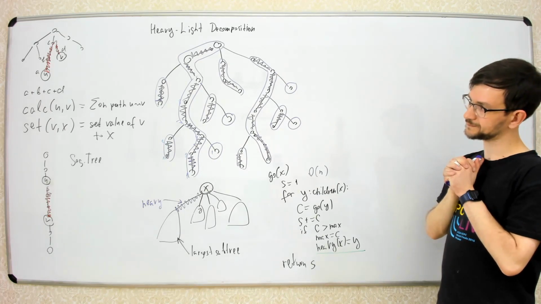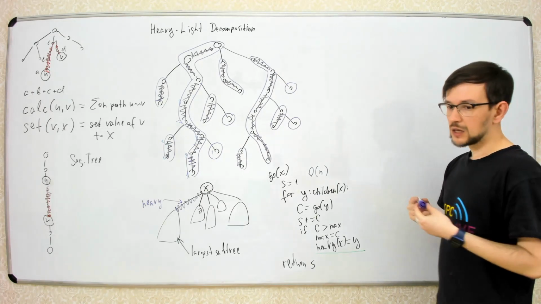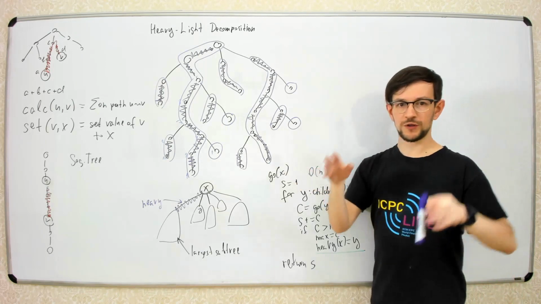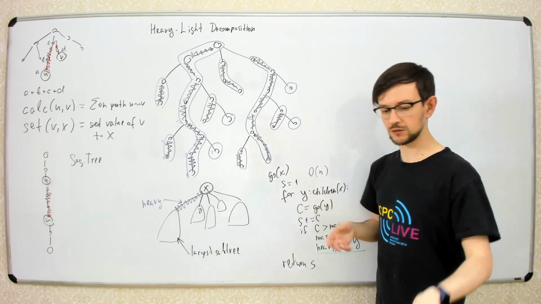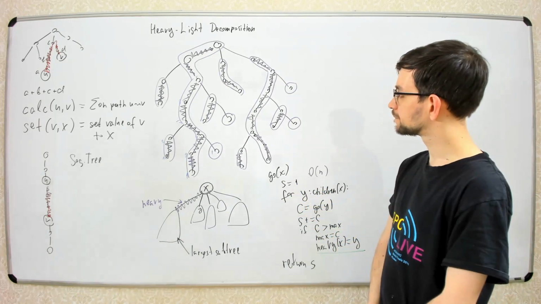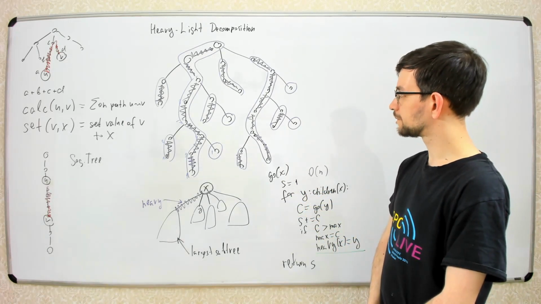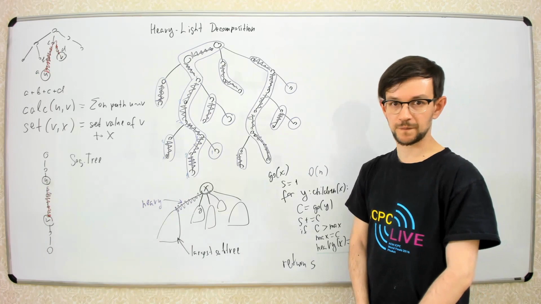That's all. Now we just split all the nodes of our tree into some paths. That was the plan. That's how you make heavy light decomposition.